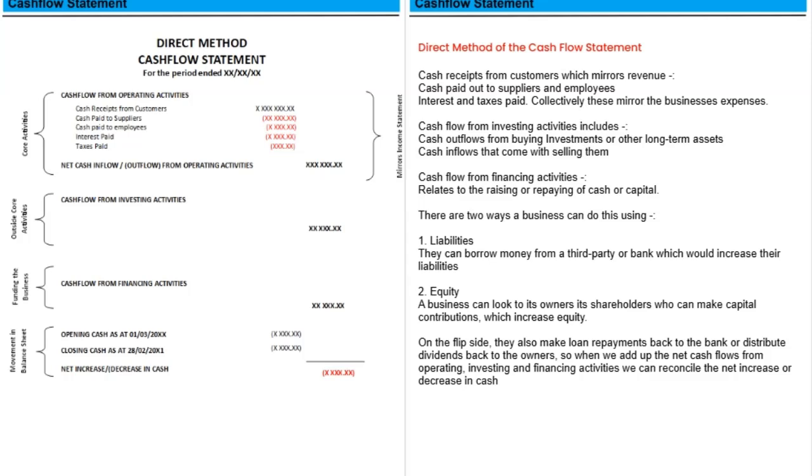There are two ways a business can raise or repay cash or capital. First, they can borrow money from a third party or bank which would increase their liabilities, and second, a business can look to its owners or shareholders who can make capital contributions, which increase equity. On the flip side, they also make loan repayments back to the bank or distribute dividends back to the owners, so when we add up the net cash flows from operating, investing and financing activities we can reconcile the net increase or decrease in cash. I would now highly recommend that you stop the lesson and go through this section again. You will understand it better the second time around.